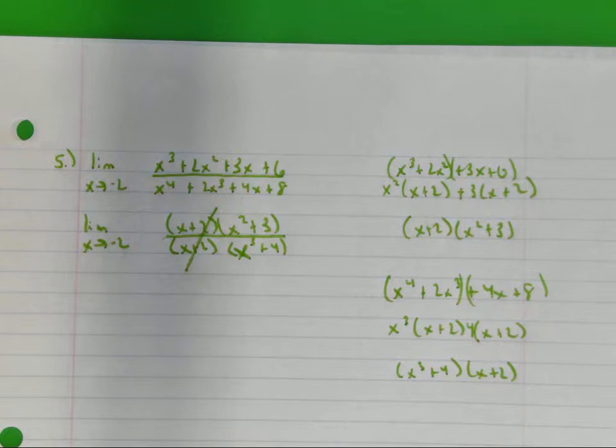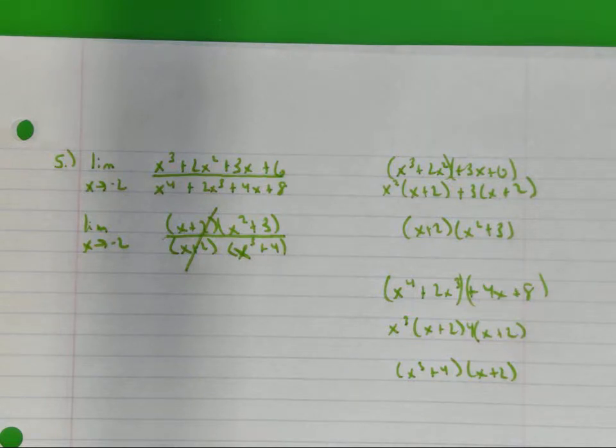We know it's not jump because it's not piecewise. Is this infinite or removable? Removable. Why do we know it's removable? Because we're able to factor and cancel out. That's removable. So that means what is occurring at x equals negative 2? A hole or an asymptote? Hole. Does that make sense?